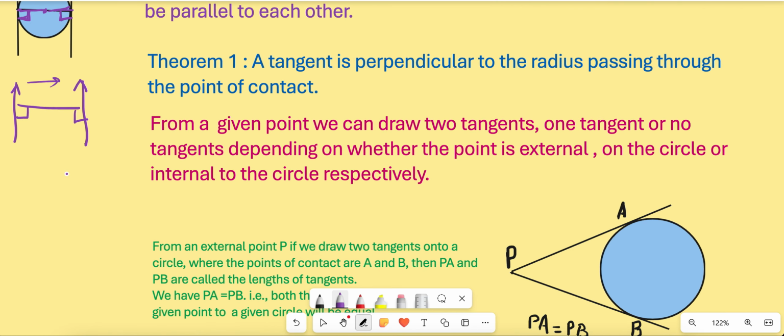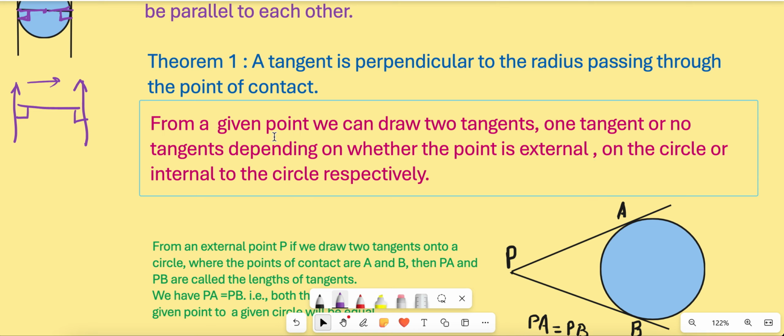From a given point, we can draw two tangents or one tangent or no tangents, depending on whether the point is external, on the circle, or internal to the circle respectively. I'll repeat this: from a given point, we can draw two tangents or one tangent or no tangents depending upon whether the point is external or on the circle or internal to the circle respectively.